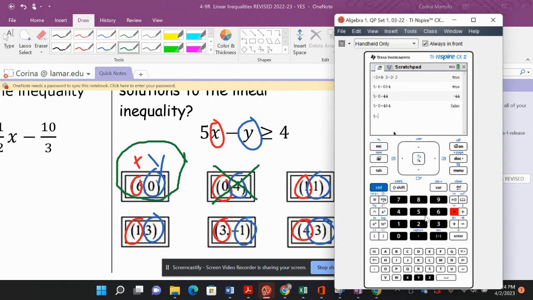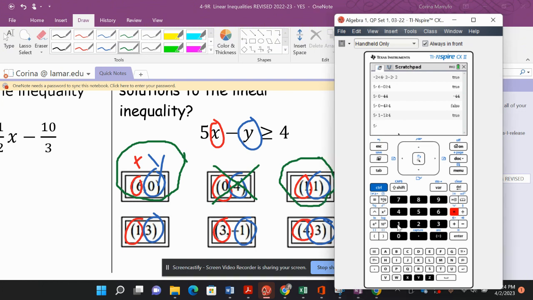Then I move to the next one. 5 times 1 minus 1. Is this greater than or equal to 4? Enter. That comes out true, so that means this one is one of my solutions.